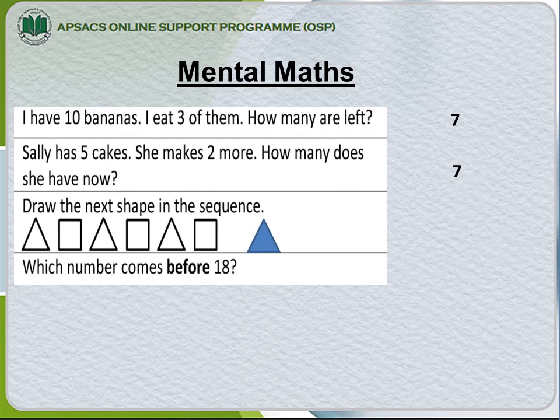Number 4. Which number comes before 18? Yes, it is number 17. Well done.